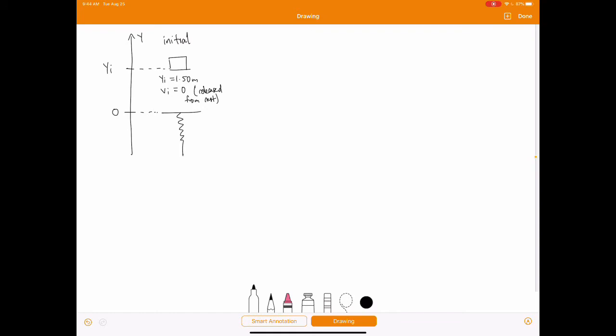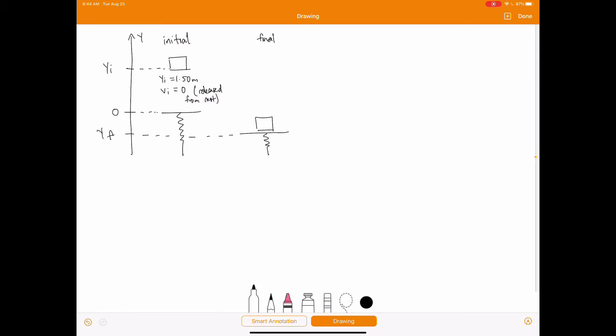So it doesn't have any initial speed. Okay, next we'll draw the final state of the system, where we have a block now on top of the spring, and the spring has been compressed by some amount. Let's indicate where the block ends up in the final state. Let's show that position on the y-axis. We'll call that y final.